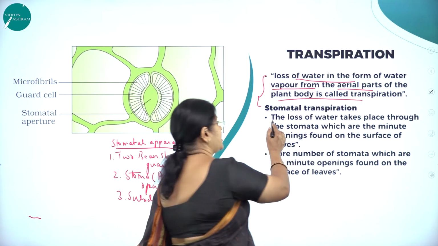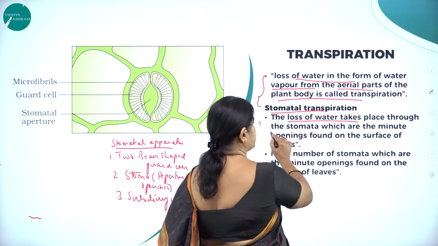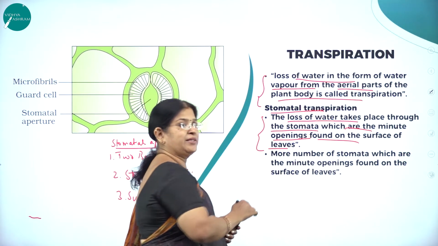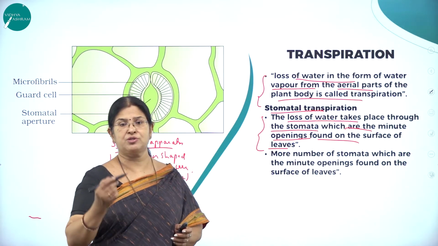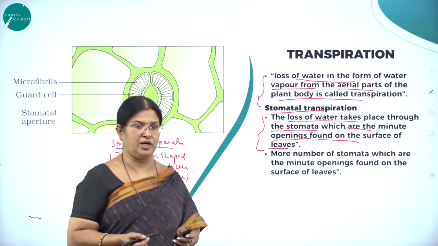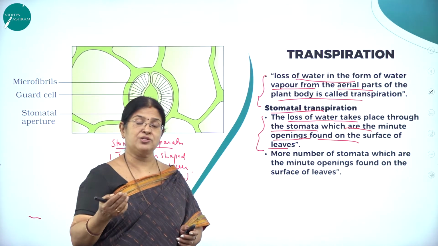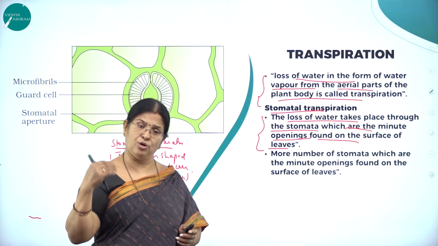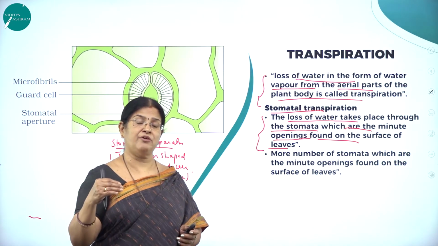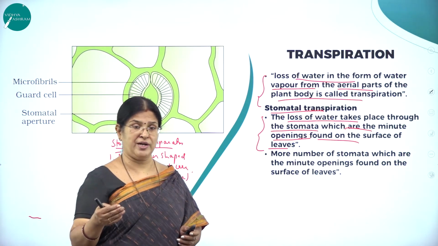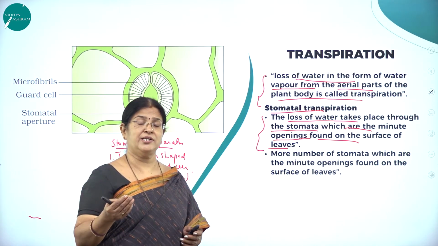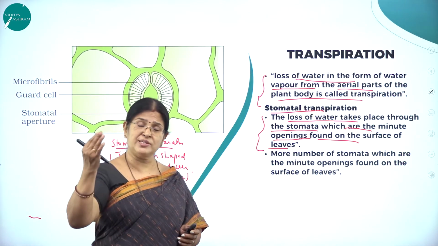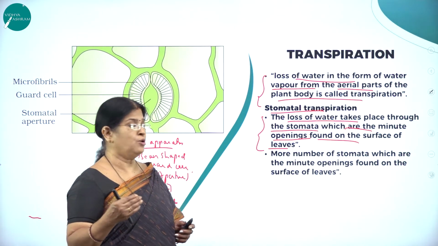So what is stomatal transpiration? The loss of water takes place through stomata, which are the minute openings found on the surface of the leaves. I think we know there are two types of leaves. One is called the dicot leaf, the other one is called the monocot leaf. The dicot leaf, which is called dorsiventral leaf, will have two surfaces, upper epidermis and lower epidermis. The lower epidermis of the dicot leaf will have more stomatal openings than the upper epidermis. So it is called dorsiventral leaf. Whereas in a monocot leaf, both the surfaces will have equal number of stomatal openings.